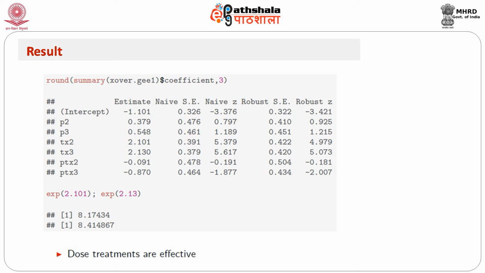Exponentiating this provides us the odds, and the odds here come out to be 8.17 and 8.4. So, there is not much of a difference between the odds of treatment 2 and treatment 3, that is analgesic at low level and analgesic at high level, and hence we conclude that those treatments are effective. The analgesic is definitely effective because it produces a much higher odds.